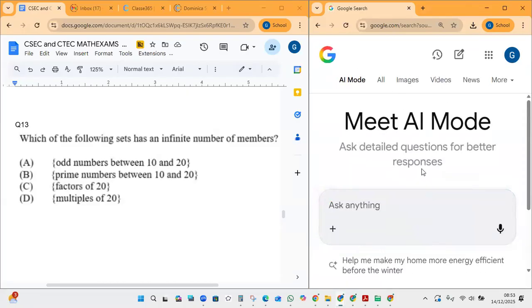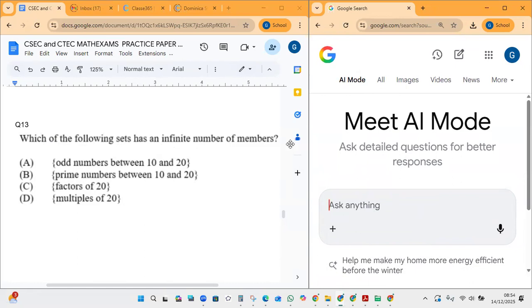So here we are going to use AI to help us with question number 13 to practice the CSEC math exam practice paper 1A. So the question says, which of the following sets has an infinite number of members?